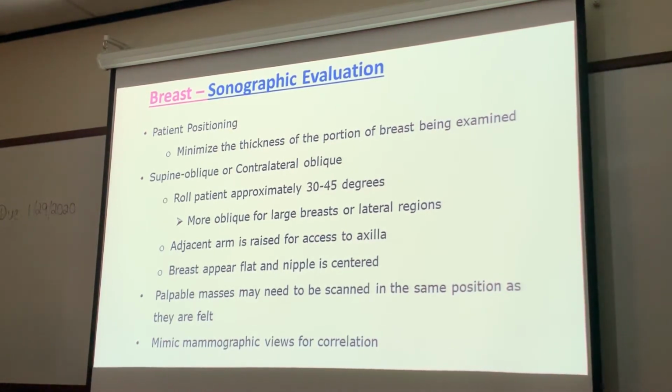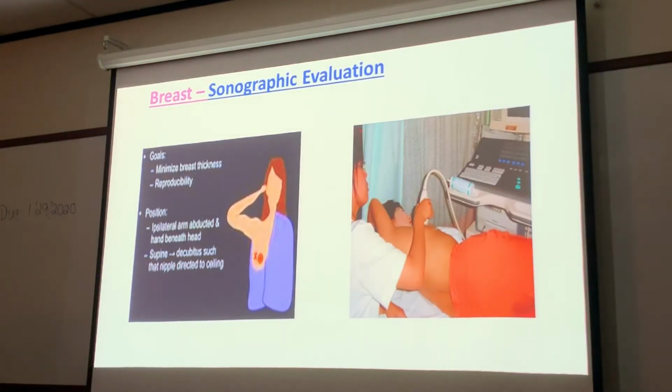Mimic mammographic views for correlation. Nothing else needs to be said about that. We're going to talk about those mammographic views in a second, the two that we need to mimic. Here are some images, guys. Of course, our goals are to minimize the breast thickness, which is why you turn that patient up, and to have some reproducibility. Whatever we correlate with our previous exams, our mammograms, or whatever information we have, we want to be able to reproduce that via ultrasound.